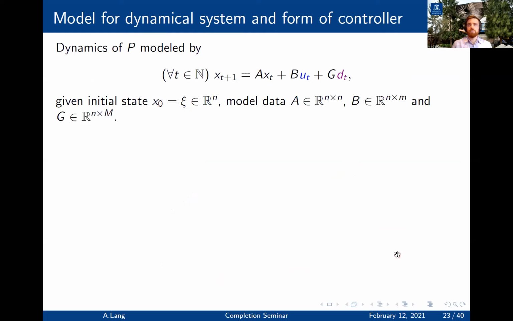So now I'll just present what the model for the dynamical system and the form of the controller that we're looking at in this problem. And here, the dynamics are given by a linear shift invariant system in discrete time, where we're given the initial state psi, and we're given the model data A, B, and G. And we've got our control input UT and our disturbance input DT.